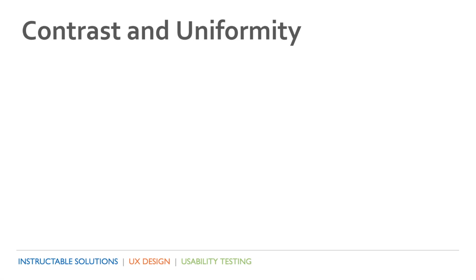Welcome back, everyone. In this module, we're going to review visual design components that help deliver on the surface plane. First and foremost, contrast and uniformity. We spoke about priority and hierarchy, and contrast and uniformity are ways to deliver on that, to make sure that your user sees the important things first.